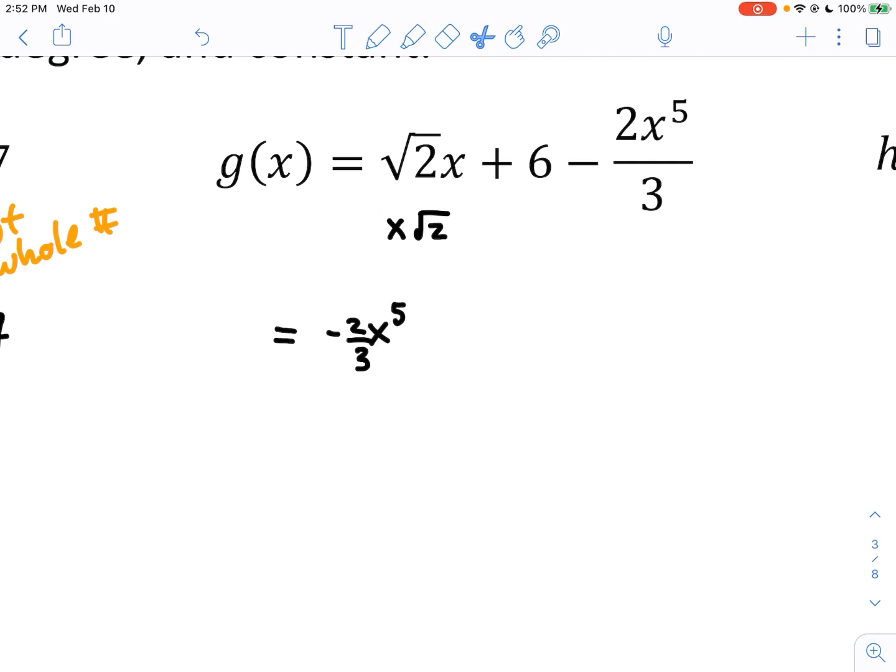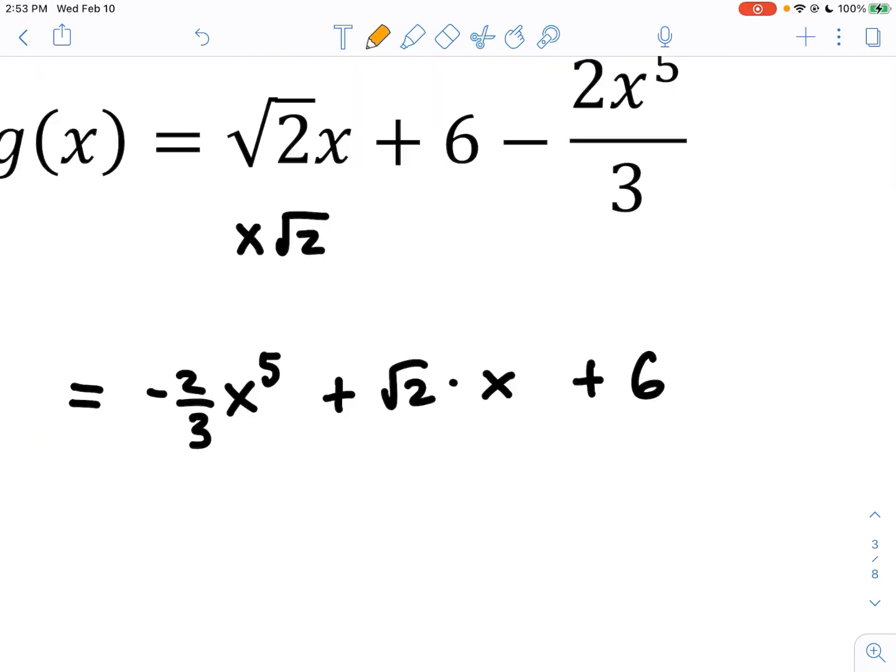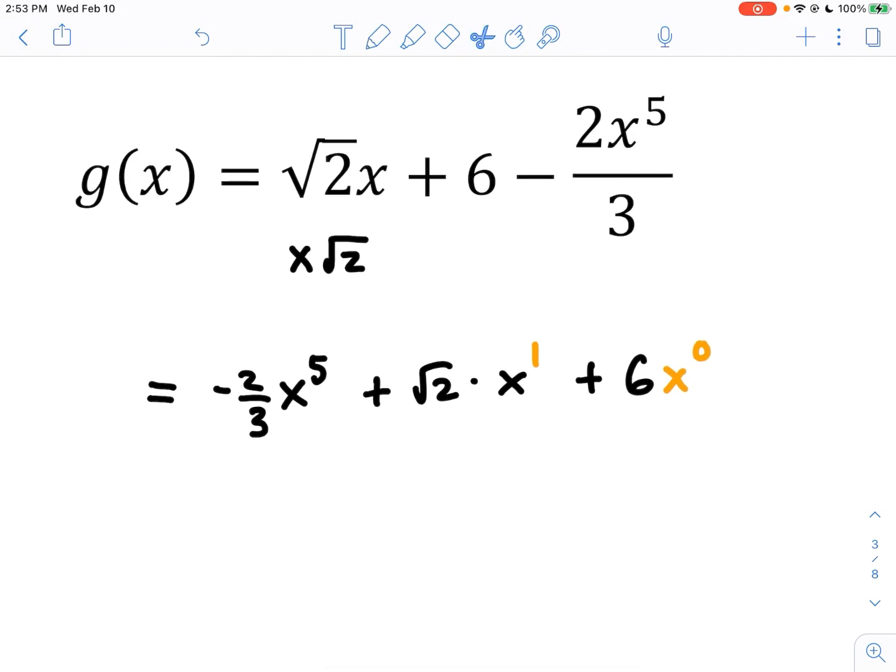It could be up here with a 2 or it can be next to the fraction like this, but don't put it down here with the x. That would be wrong. We don't have an x to the 4th, no x cubes, no x squares, but there is an x term. And then we have plus a 6. Okay, look at the exponents on the x's. The x has a 1 exponent on it, and the 6 is a constant. You could put the x to the 0 next to it if you want. You don't have to. But notice that there's a 0, a 1, and a 5 exponent on my x's. These are all whole numbers, so we are looking at a polynomial.